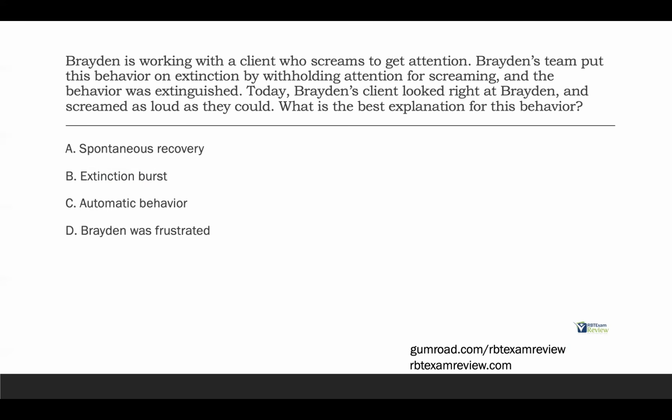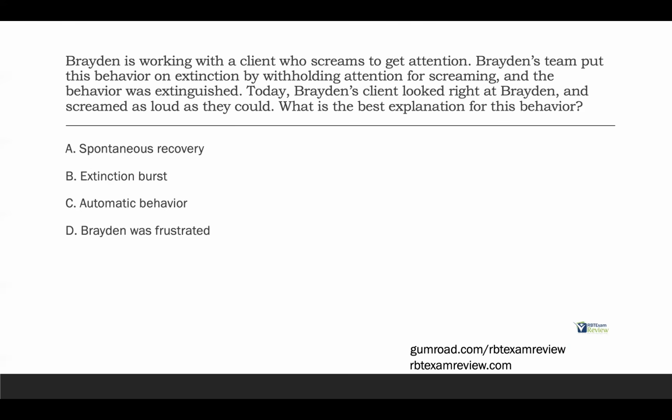Okay, so we've gone over this before, right? And I've described this as a very frustrating or very confusing occurrence when it does happen, okay? But it shouldn't be, right? Because there's a very simple explanation for why a previously extinguished behavior suddenly reappears, okay? And that's what happened here. We put Braden's behavior on extinction, and all of a sudden it came back, but it was gone, but it came back, okay? How do we explain this?